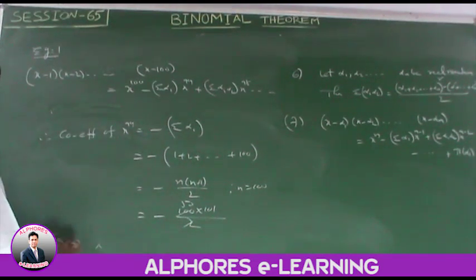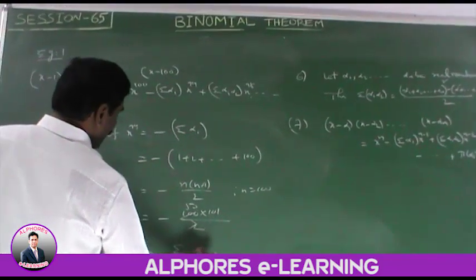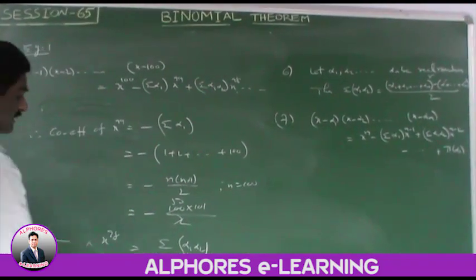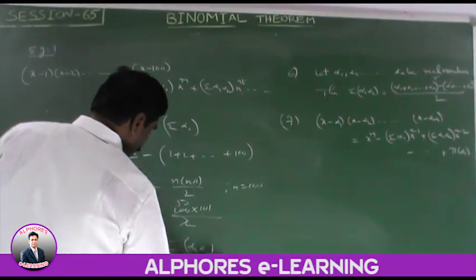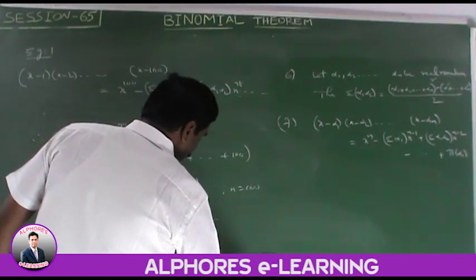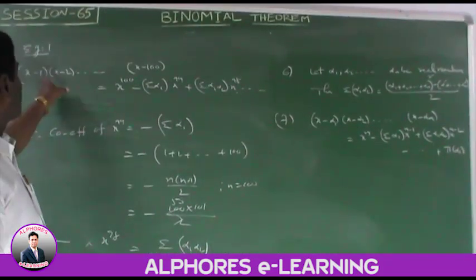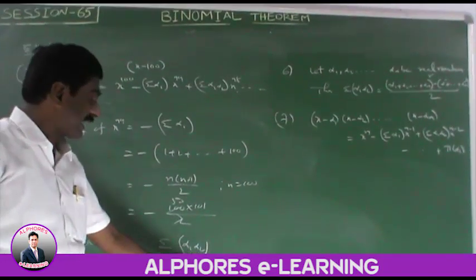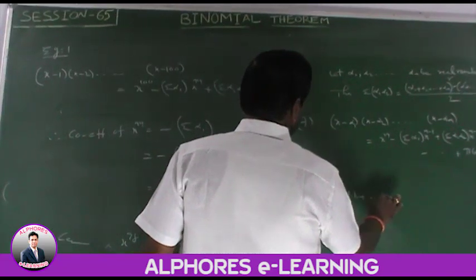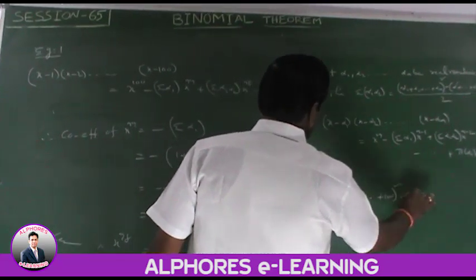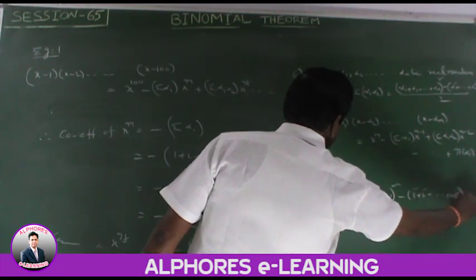Similarly, the coefficient of x power 98. What is the coefficient of x power 98? Sigma alpha 1 alpha 2. What is the meaning of this value? Alpha 1 plus alpha 2 plus so on alpha n whole square minus alpha 1 square plus so on alpha n square by 2. Here, what are the values of the roots? 1 plus 2 plus so on 100 whole square minus 1 square plus 2 square plus so on 100 square by 2.